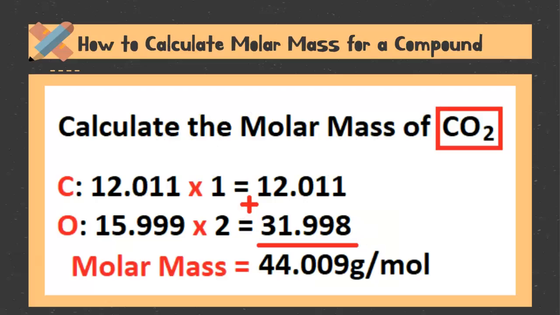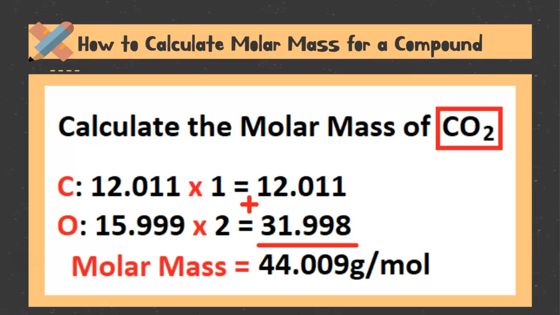When you have an element, it's pretty easy to just look on the periodic table, but when you have a compound, molar mass has to be calculated. And this is how you calculate molar mass. So if we were looking for the molar mass of CO2, the mass number for C on the periodic table is 12.011. The mass number for O on the periodic table is 15.999. There's 1 carbon, so times 1. There's 2 oxygens in CO2, so times 2.